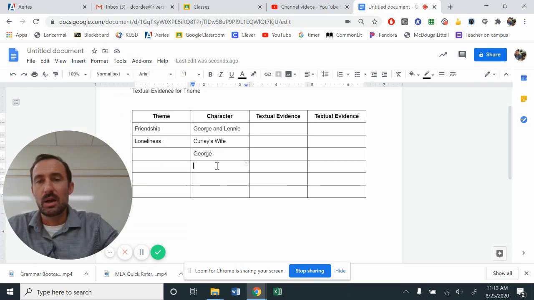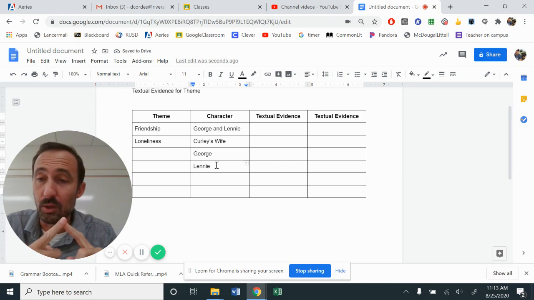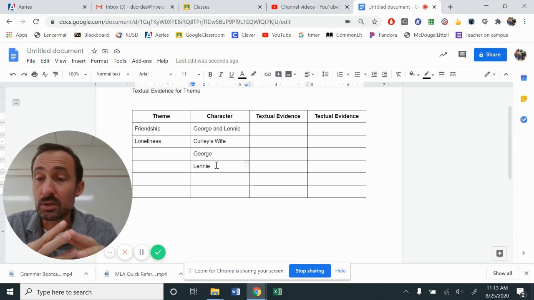Insert another line. I'm going to also put Lenny. You may have put down Candy. Candy's pretty lonely, especially after what happened in chapter 3. You could probably put down Crooks if you've read ahead to chapter 4.